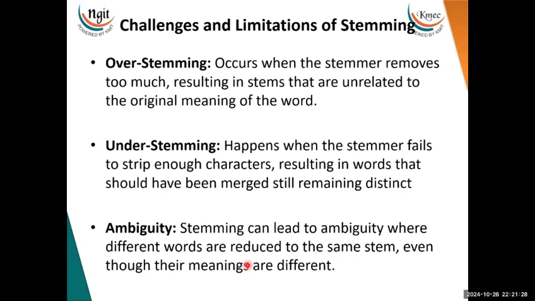Then is understemming. This happens when the stemmer fails to strip enough characters, resulting in words that should have been merged still remaining distinct. And then ambiguity. Stemming can lead to ambiguity where different words are reduced to the same stem, even though their meanings are different. Okay. So that is about your ambiguity challenge in stemming.